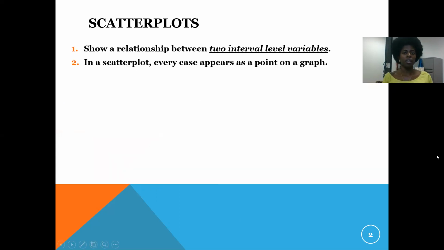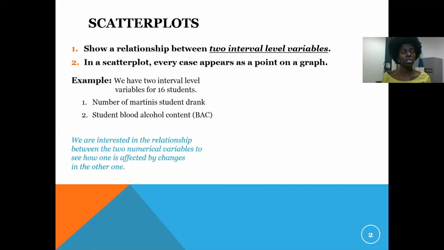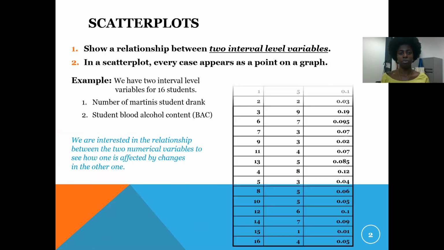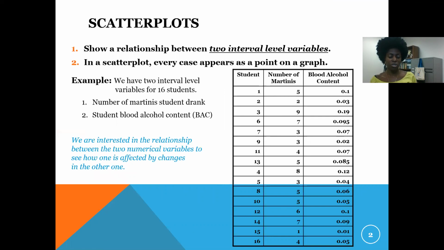So scatterplots. Scatterplots show a relationship between two interval level variables. In a scatterplot, every case appears as a point on a graph. So, for example, we have two interval level variables for 16 students. We asked 16 students, how many martinis did you drink? And then we measure their blood alcohol content. So we can see here, student 1 had 5 martinis with a blood alcohol content of 0.1, and we can read that all the way down to student number 16.